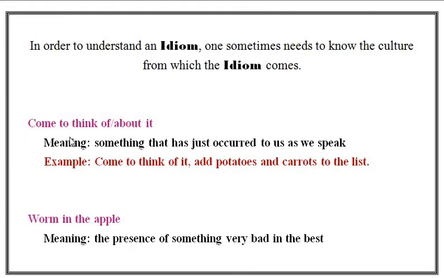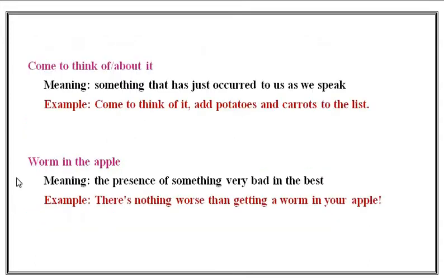Now the first idiom, come to think of it, meaning something that has just occurred to us as we speak. For example, come to think of it, add potatoes and carrots to the list. And second is worm in the apple, meaning the presence of something very bad in the best. Example, there's nothing worse than getting a worm in your apple.